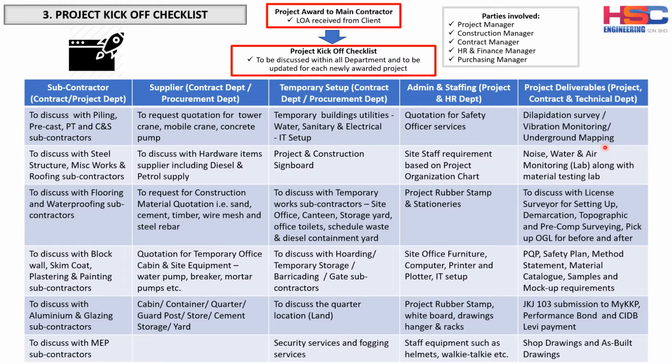And then if the contract requires noise and water monitoring, material testing, whatever, we can also discuss the requirement if any licensed surveyor is required for the setting out, demarcation, topographic, and the pre-construction survey for the piling work, and also to pick up the original ground level before and after the project is completed. And the next item involves the technical department to prepare the project quality plan, safety plan, and all the required method statements, material catalogs, samples, and mock-up requirements. This can be discussed during this meeting.